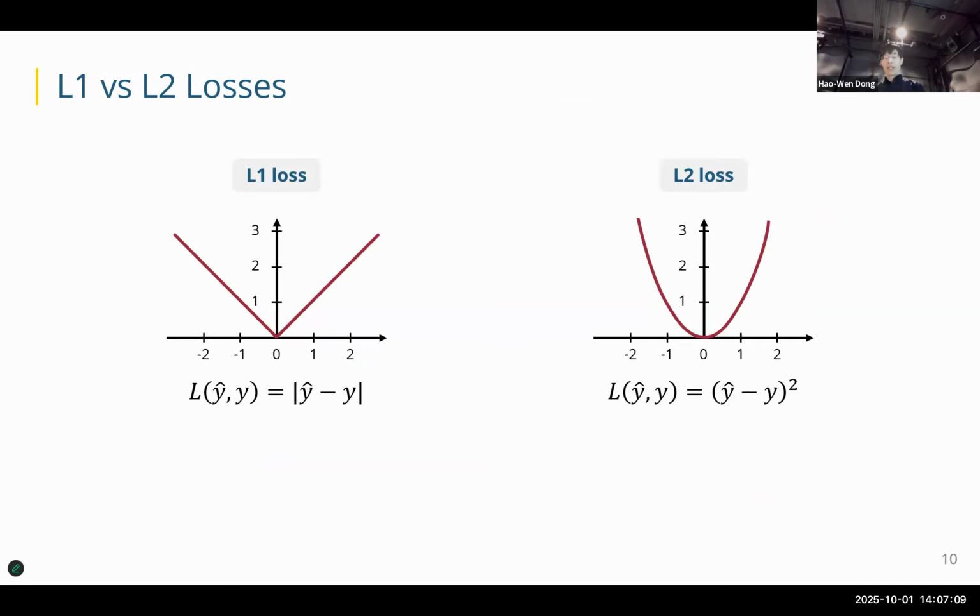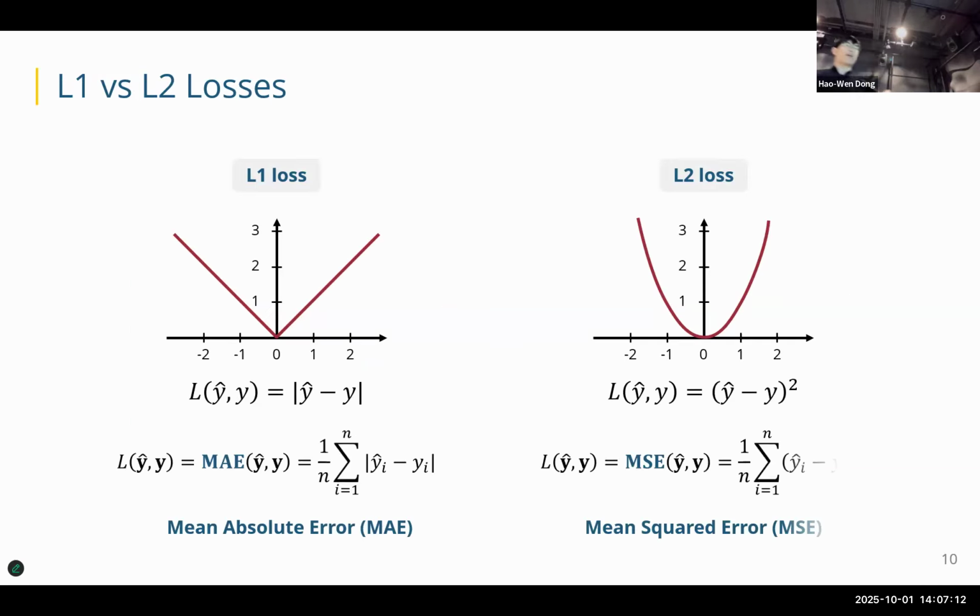Cool. And I usually just look at this function. This is the way it's defined. So mean absolute error is usually just when you sum up all the things for all the samples that you have, and mean square error. That corresponds to these two different losses.